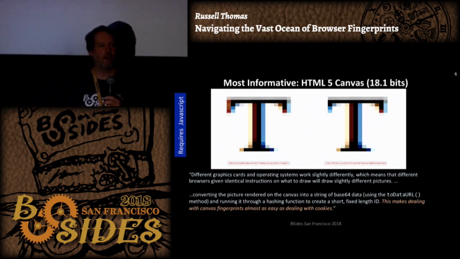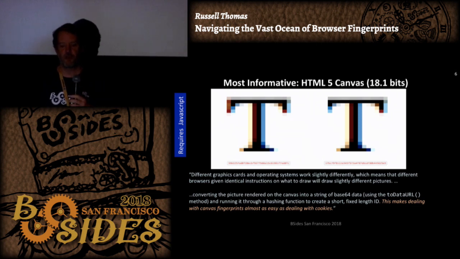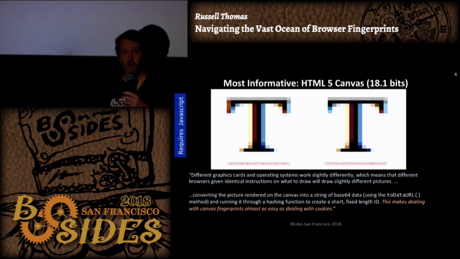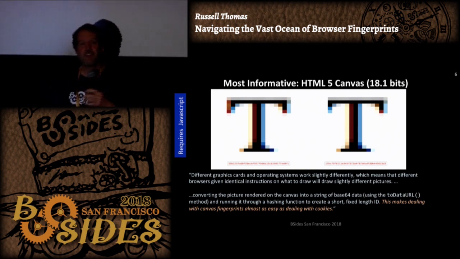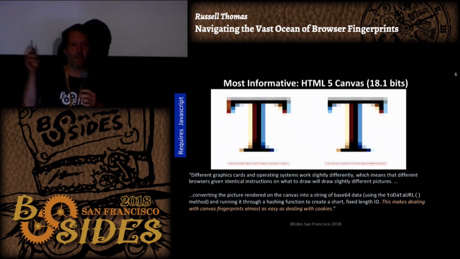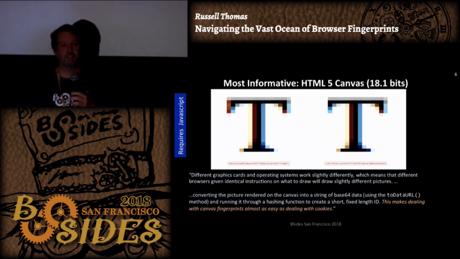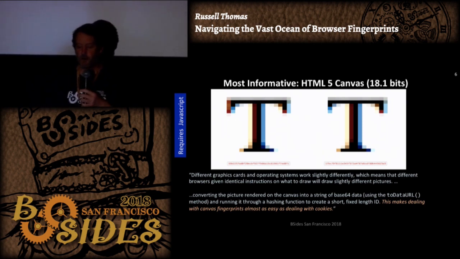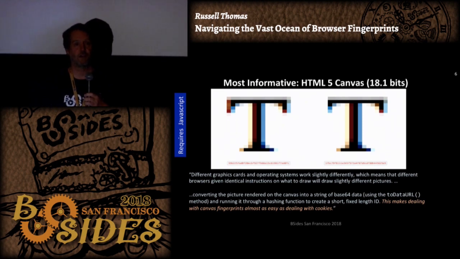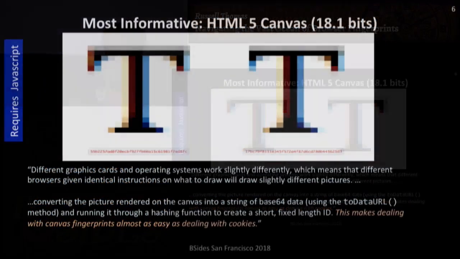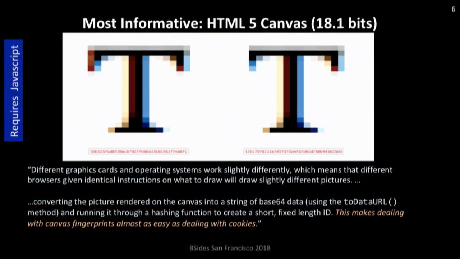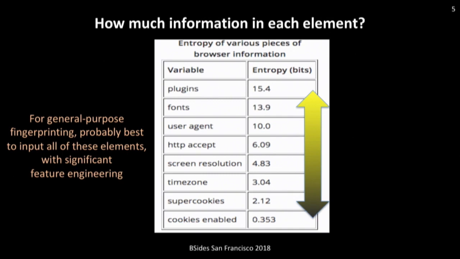So the most eye-opening academic work has to do with the HTML5 canvas. Below here, I don't know if you can read it, I've got some text from the article. The thing that jumped out is you write to the HTML5 canvas, you read it back, and you hash the result, and this makes dealing with canvas fingerprints almost as easy as dealing with cookies from the server side. Okay? And this academic article says that this is 18 bits of information. And you can see that tops any of the other versions of it.